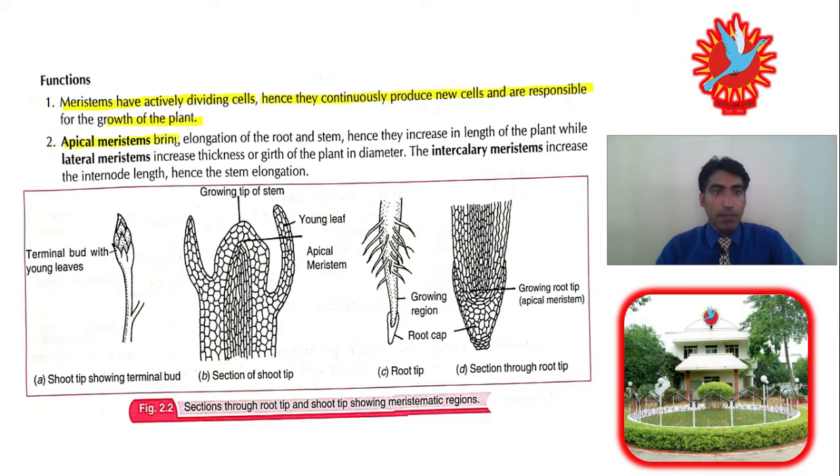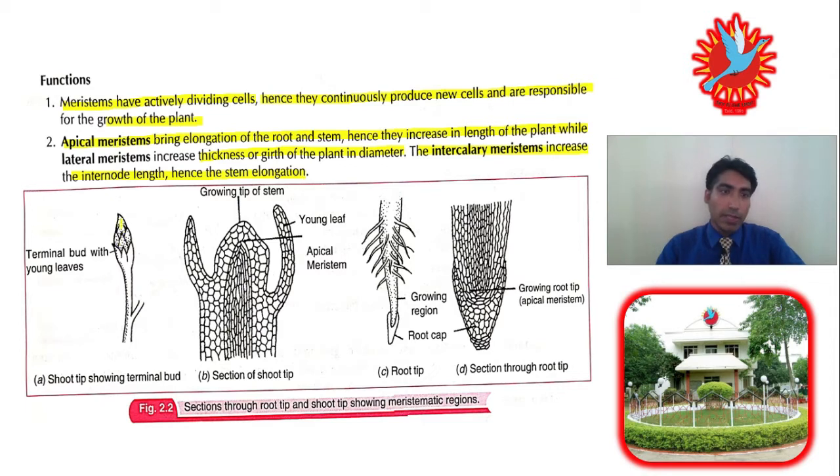Apical meristem brings elongation of root and stem. Hence, they increase the length of the plant, while lateral meristem increases the thickness or girth of the plant in diameter. On the other hand, intercalary meristem increases the internode length. Hence, they provide the stem elongation.